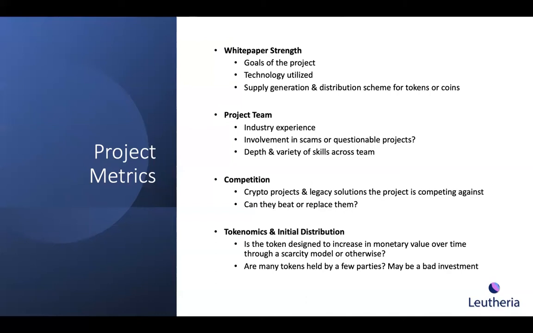What are the goals of the project? What's the technology that they're thinking about using? What is their product roadmap? How are they thinking about solving the problems that they're trying to solve, and different things like that. They're also going to lay out things like the supply generation and distribution scheme for the tokens or the coins, or at least they should. And this is why I say white paper strength, because not all white papers are created equal.